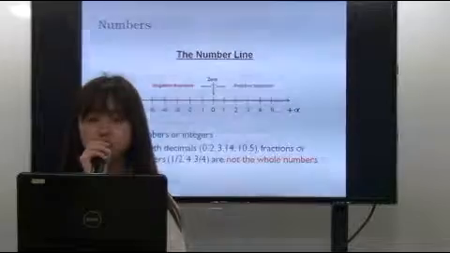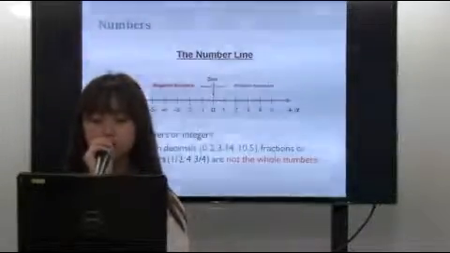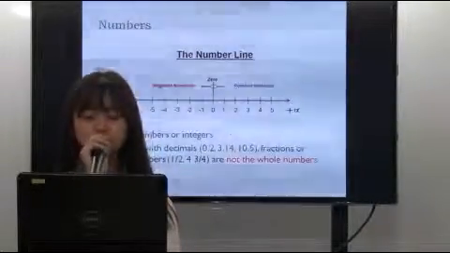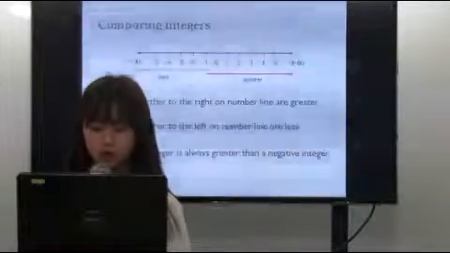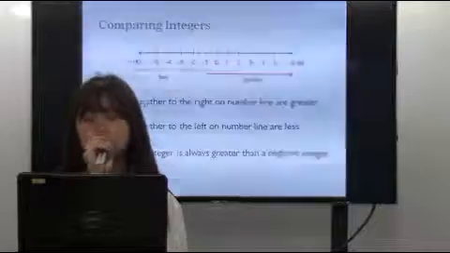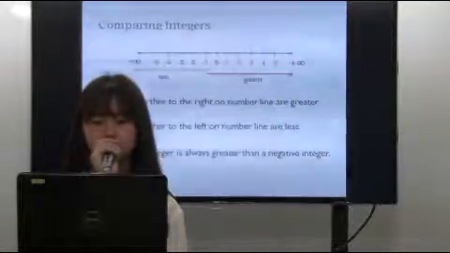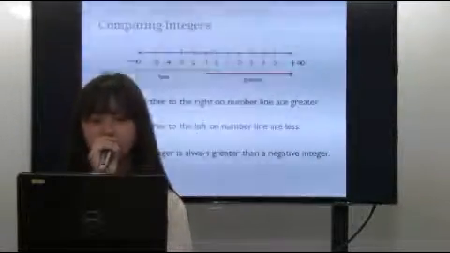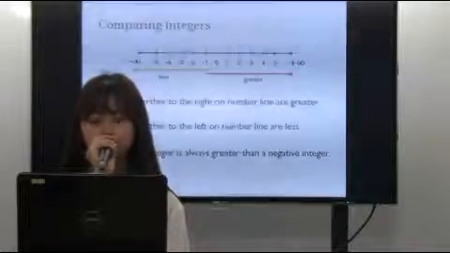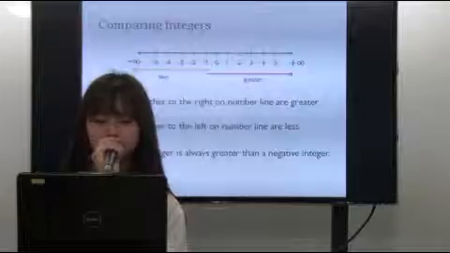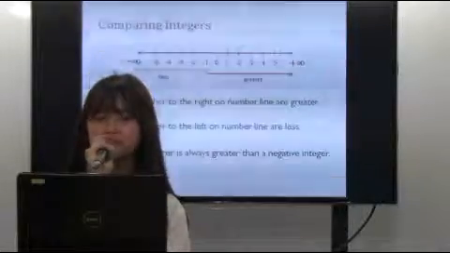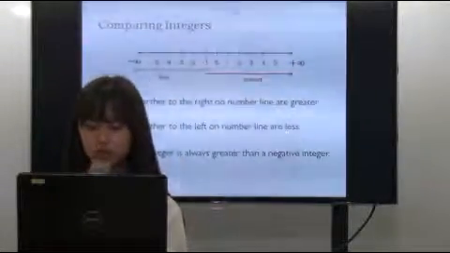We call these numbers whole numbers or integers. Numbers with decimals, fractions, or mixed numbers are not whole numbers. Integers farther to the right on the number line are greater, and integers farther to the left on the number line are less. A positive integer is always greater than a negative integer.